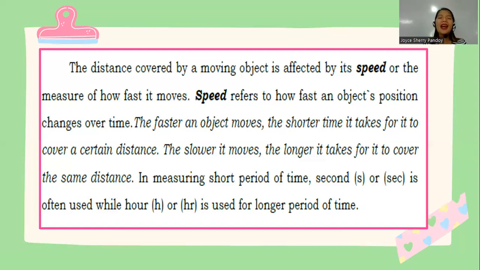Okay, next. The faster an object moves, the shorter time it takes for it to cover a certain distance. Meaning, kung pusog ang pag-move sa object or even sa tao, let's say for example, kung paspas iyang paglakaw padulong sa eskwelahan, mas dali siyang maabot. Mas gamay ang time nga iyang magamit para moabot siya sa iyang destinasyon. So, muna ipasabot na. Then, the slower it moves, the longer it takes for it to cover the same distance.